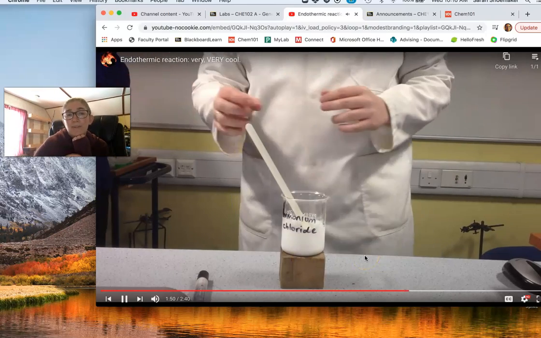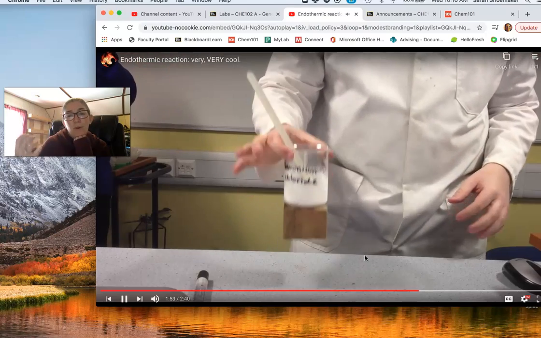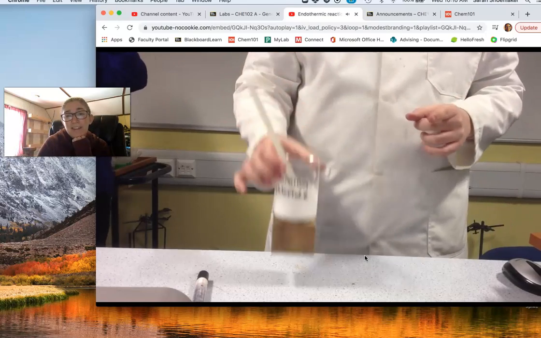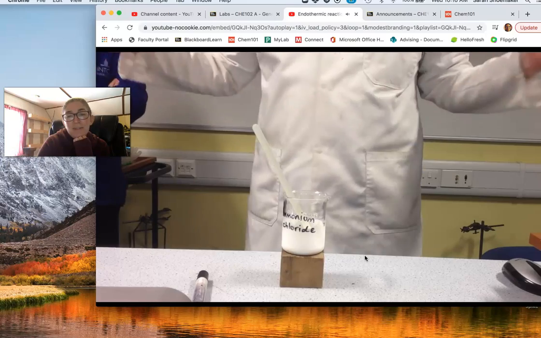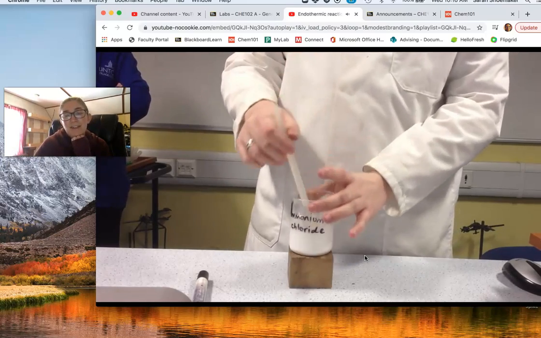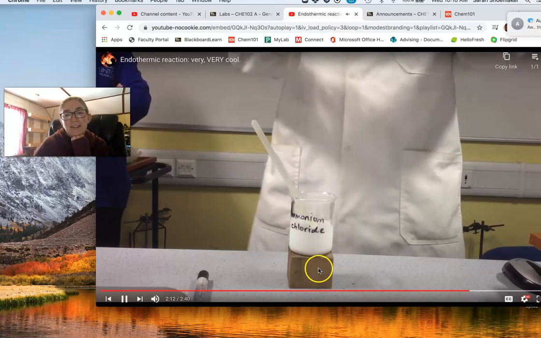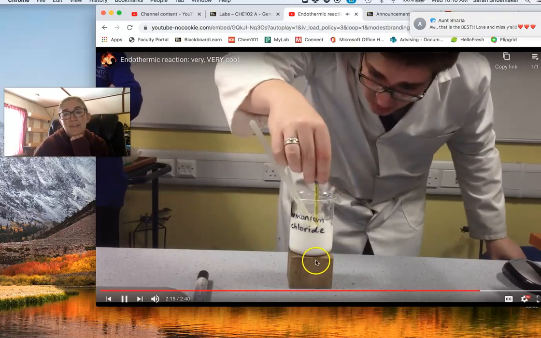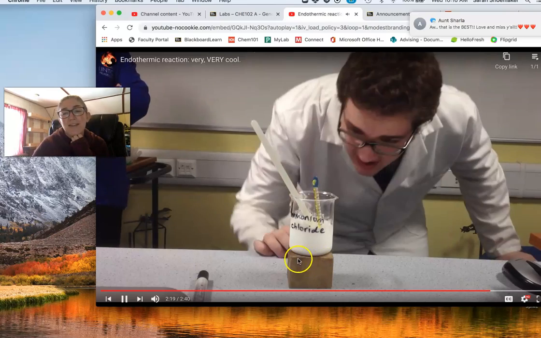And what happens when you absorb heat out of water? The water gets cold and the water freezes. And so the water ends up freezing to the glass and the block of wood, sticking them together. So now the beaker is stuck to the block of wood because it has frozen.